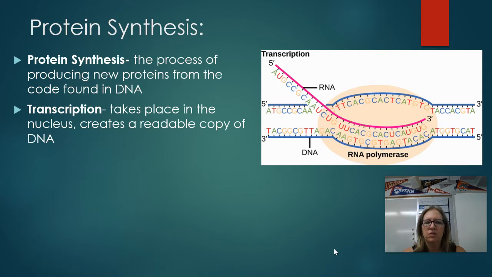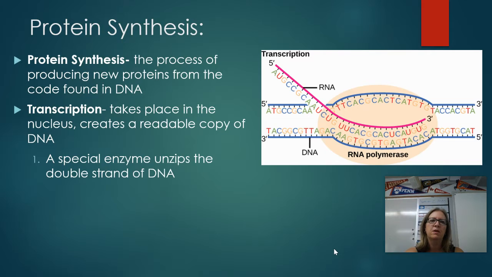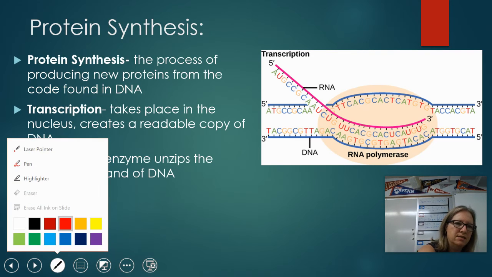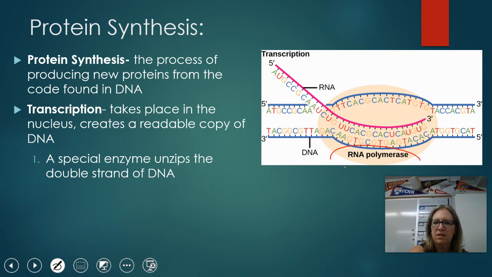So the first part is transcription. It totally takes place in the nucleus. That's where the DNA is. And a readable copy of that code is made within the nucleus. That copy eventually leaves the nucleus for translation, but right now we're still inside the nucleus for transcription, okay? So here are the steps, okay? This special enzyme comes along. The enzyme is called RNA polymerase, right here. A lot of enzymes end in that ASE suffix there.